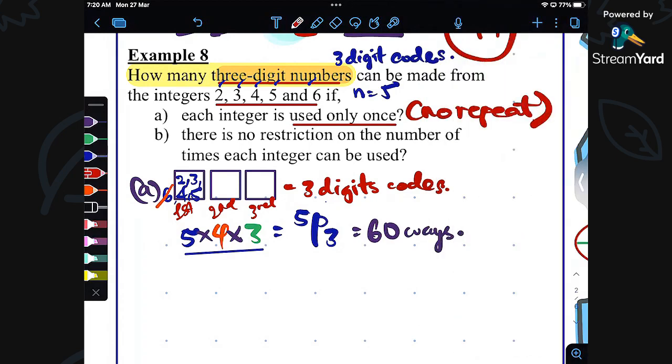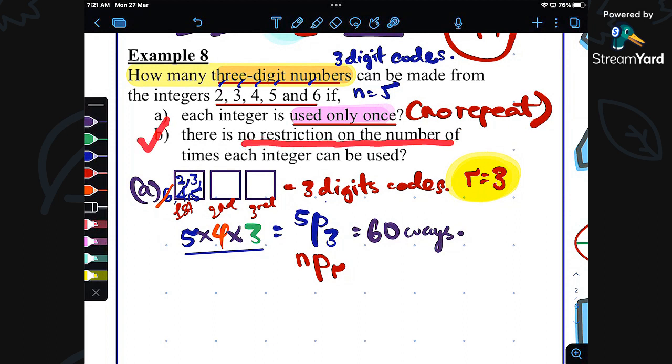So all we are learning right now is actually nPr. Our r object is actually 3. Okay, we have learned this, right? And now ini yang dimaksudkan sebagai use only once. Okay, use only once. But next question here, it is about no restriction on the number of times each integer can be used. Bermaksud nombor dia boleh repeat.